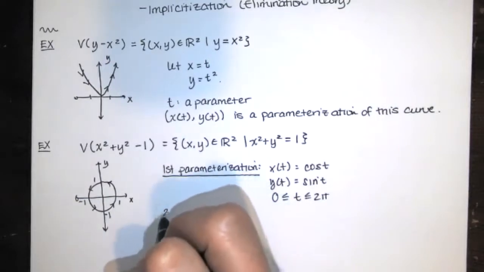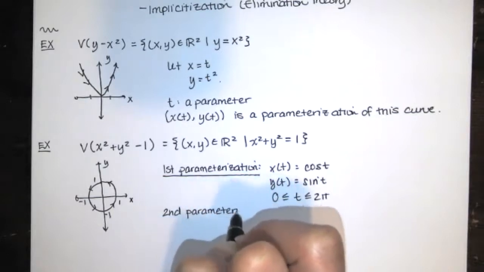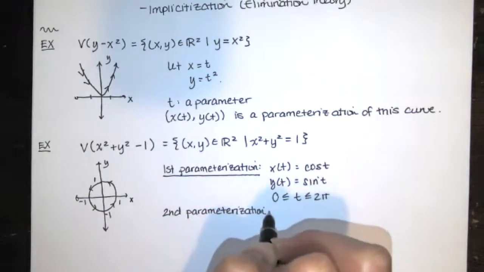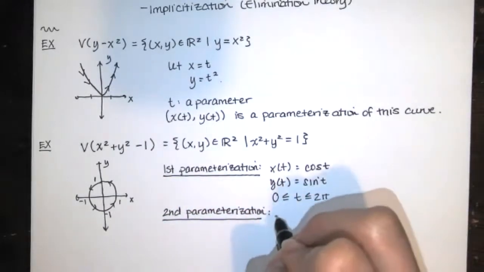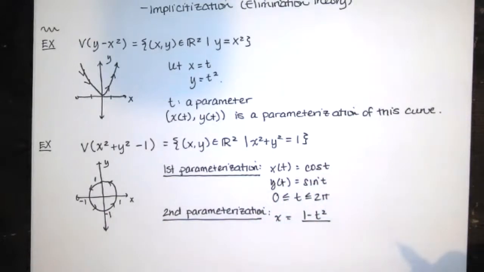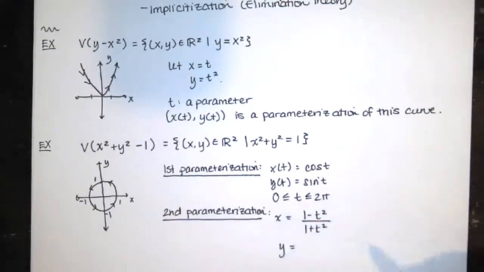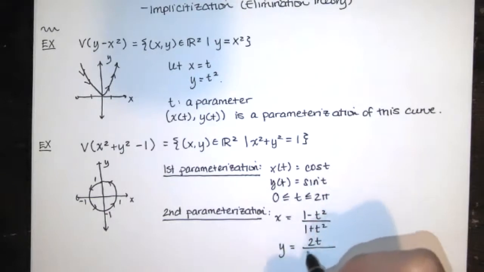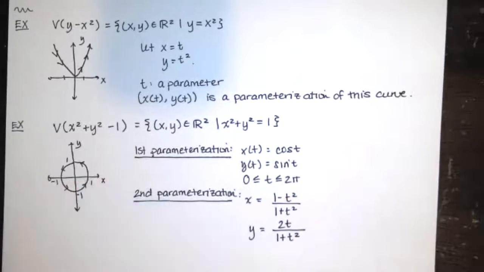Now, another parameterization is a little less familiar. And this is called a rational parameterization. Here we have x equals 1 minus t squared over 1 plus t squared, and y equals 2t over 1 plus t squared. Now, it's not obvious that this parameterizes that circle, but if we square x and we square y and we add them together, I bet we're going to get 1.